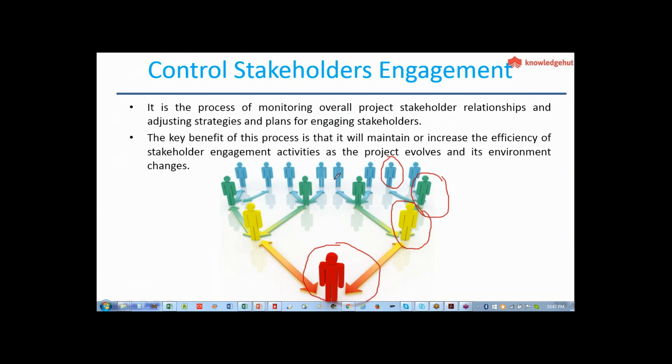So this person is to be managed closely, and since these people are important, they have to be kept informed, kept satisfied, and these people are just monitored. So you should be able to keep some information regarding the stakeholders. Now this is something that project managers used to do in their mind. They used to map up the people based upon their power and interest.